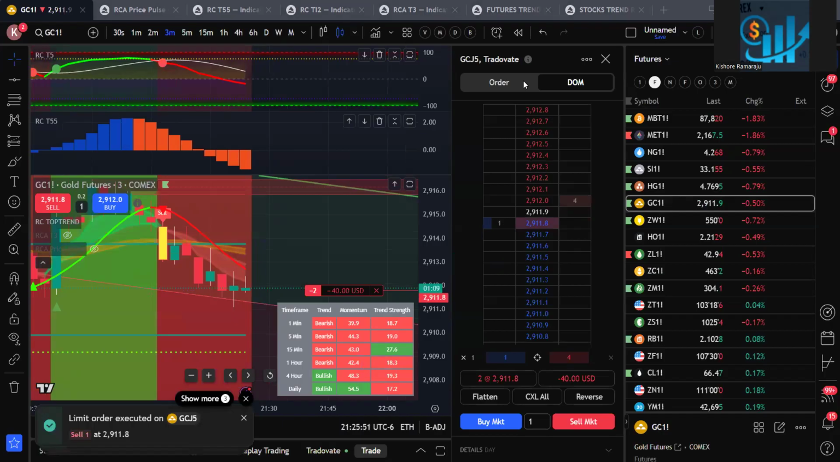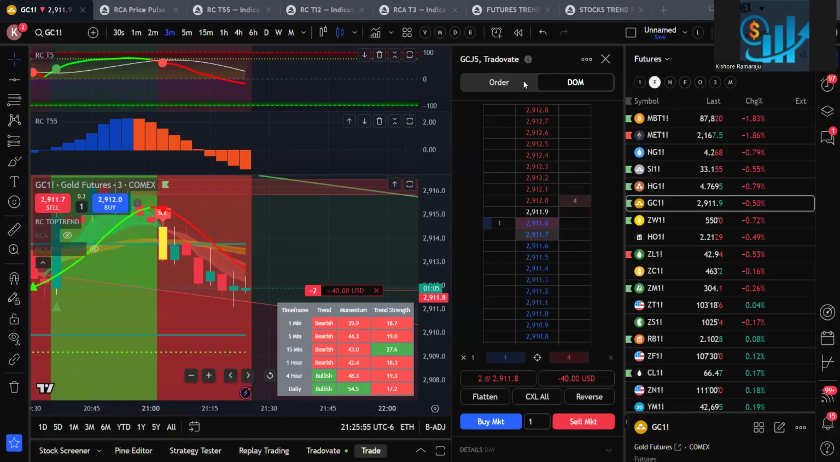Yeah, I close the limit order. Generally, you can use 3 minutes during non-US, 5 minutes during US time frame. Prism uses this top trend logic. Whatever top trend gives the buy sell, Prism also uses the same one.